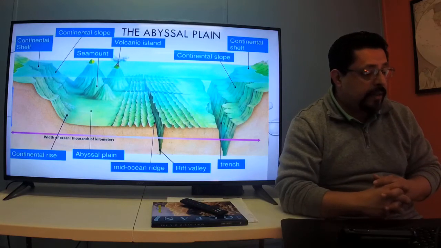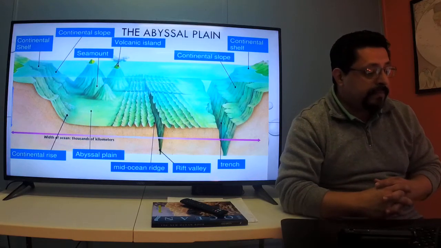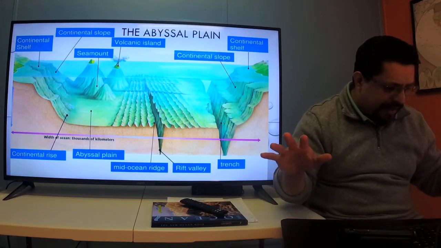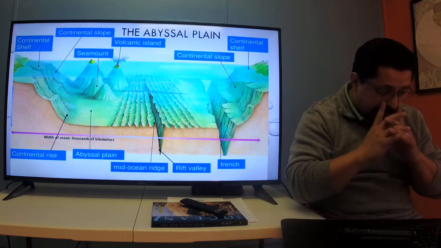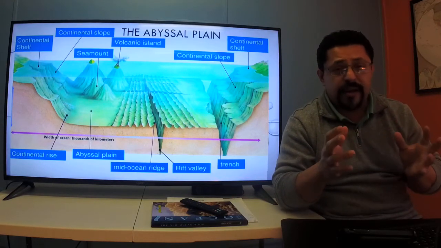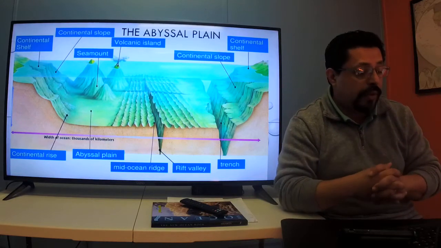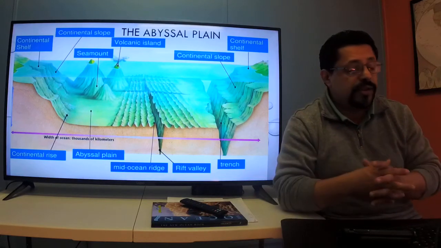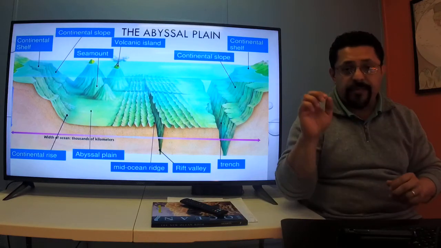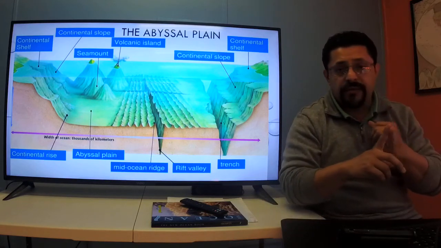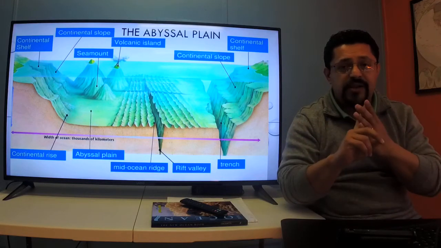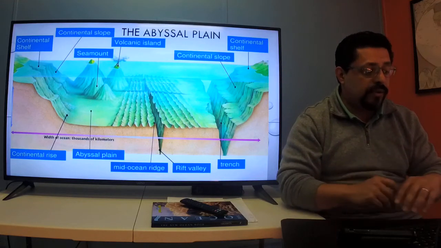The abyssal plains begin at the base of the continental slopes and extend flatter than anyone has ever seen on land, mile after mile. There are a lot of areas in the ocean that we have not explored, and it will take years to explore. All right, so once again, the continental margin is made up of 4 areas: the continental shelf, the continental slope, the continental rise, and the abyssal plain. Okay, let's continue.